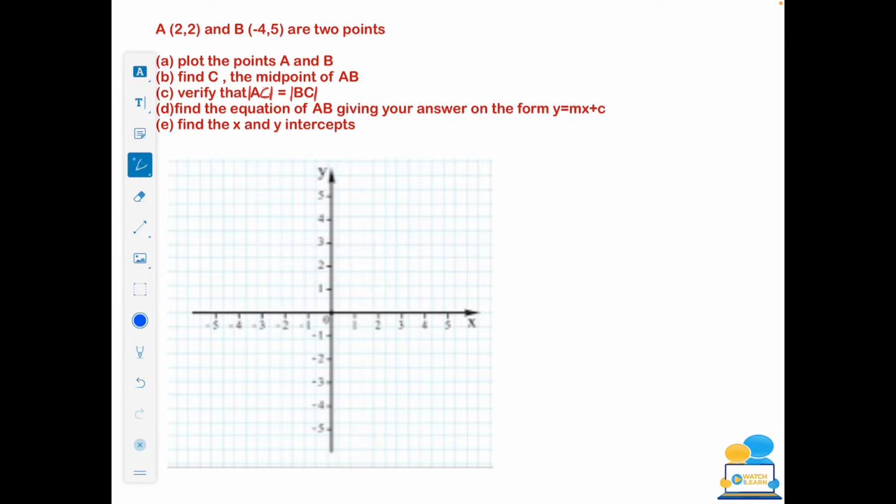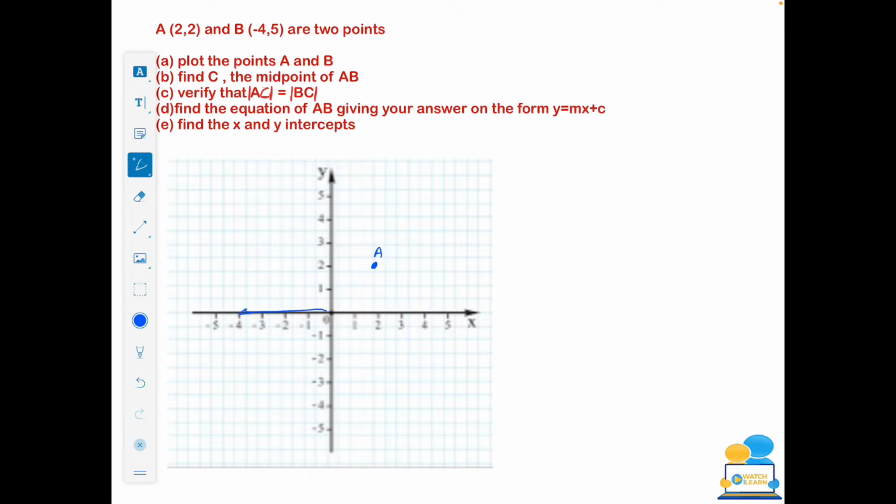So this question starts off as expected. We're given 2 points, (2, 2) and (-4, 5), and we are told in part A to plot the points. Okay, so plot the point A, which is (2, 2). 2, 2 means 2 that way and 2 up that way. The point (2, 2) is here. We're going to label that as A.